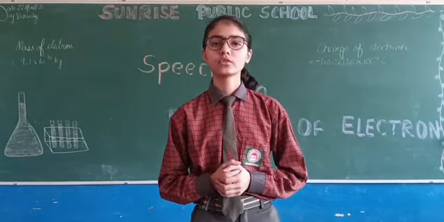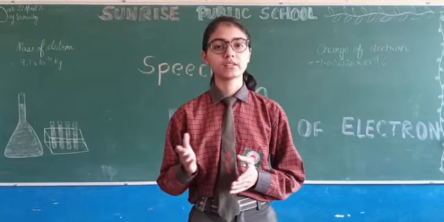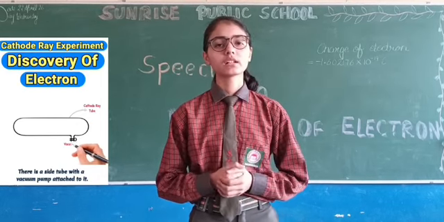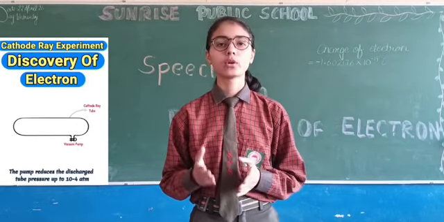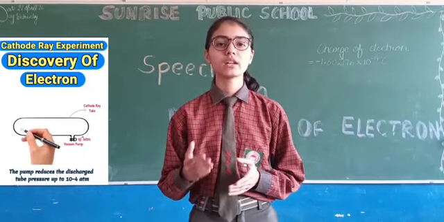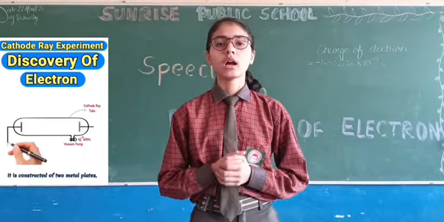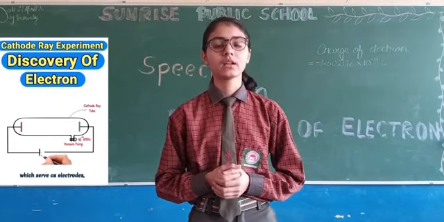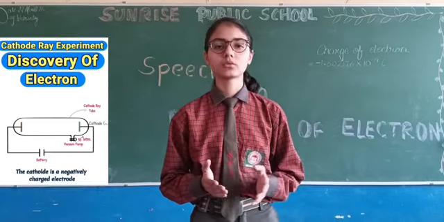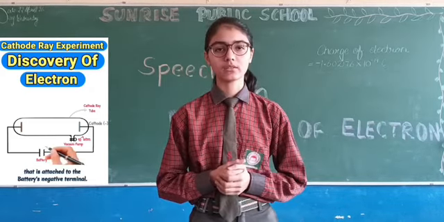Here I also use two other terms, electrical discharge and partially evaporated tubes. Electrical discharge is the process of flow of charge, and partially evaporated tubes are the tubes from which air is pumped out. As they performed this experiment, they showed that the electrons move from the negative to the positive terminal of the battery.